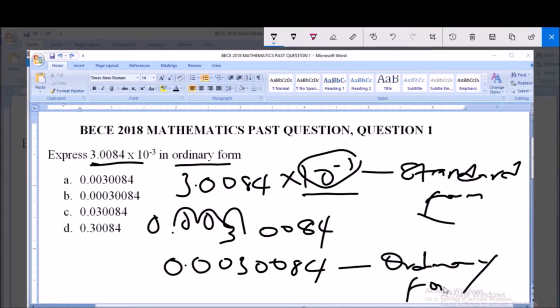You can see that the number is a very small number, and that's why we usually express such numbers in standard form. Now let's check our options and look at which of these options corresponds to our answer. Option A says 0.00300084, and that corresponds to our answer. So option A here is the correct answer. The others are wrong. This is wrong, this is wrong, and this is also wrong. So A is the correct answer.